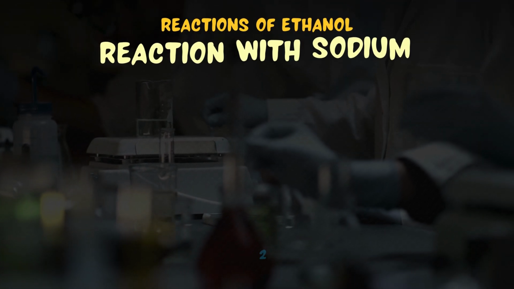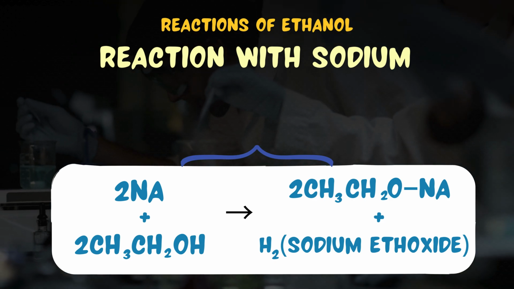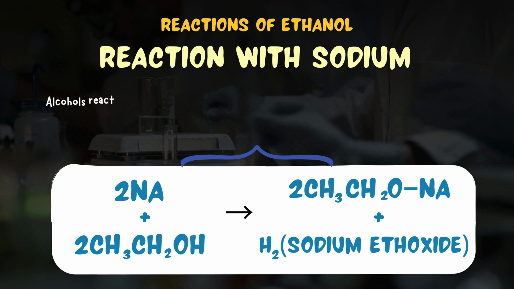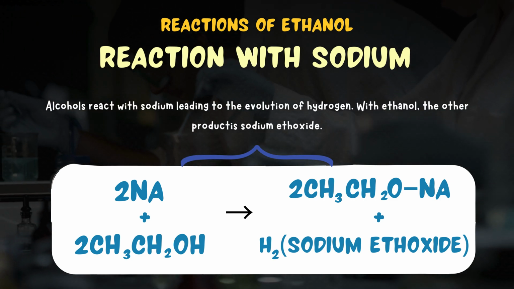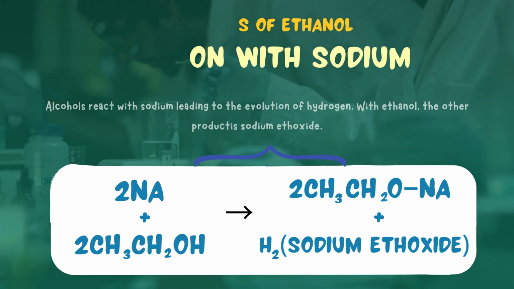Reactions of ethanol. Reaction with sodium. 2Na plus 2CH3CH2OH gives 2CH3CH2ONa plus H2, sodium ethoxide. Alcohols react with sodium leading to the evolution of hydrogen. With ethanol, the other product is sodium ethoxide.